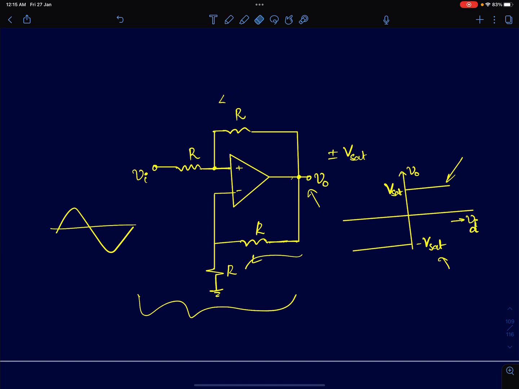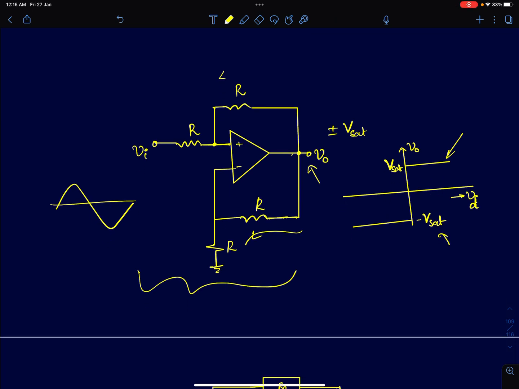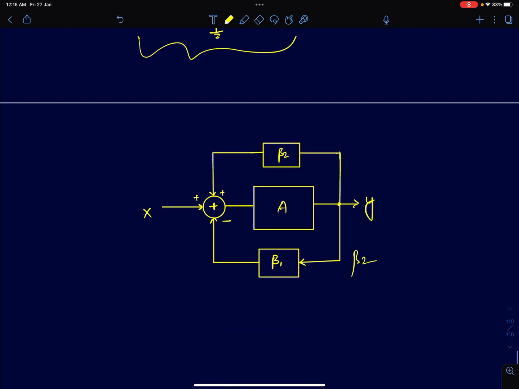Before we analyze this problem, we will look at an equivalent block diagram representation and try to draw some simple conclusions and then apply that to this problem. Shown here is a simple negative feedback block diagram, and you have a forward path gain A, and there are two feedbacks. One is a negative feedback with a feedback factor beta 1, and another one is a positive feedback with a feedback factor of beta 2.